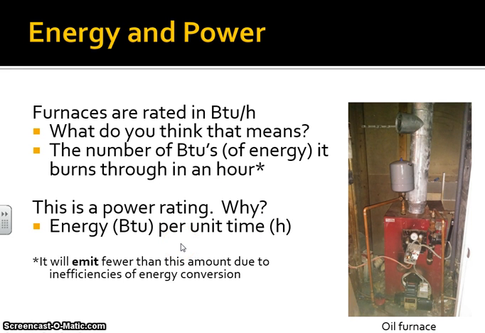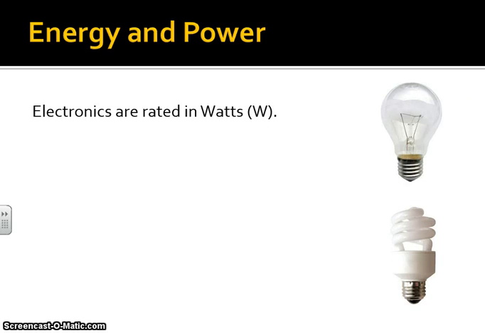And the asterisk there is, it's rated at 100,000 BTU. That means it's not going to generate 100,000 BTUs of heat because of inefficiencies. We'll go over that more later. Okay, so there's example number one. Let's go to example number two.